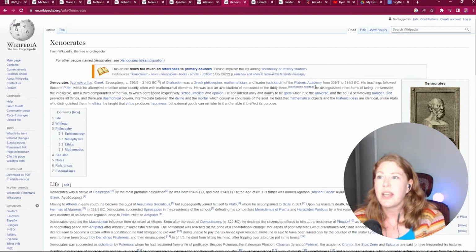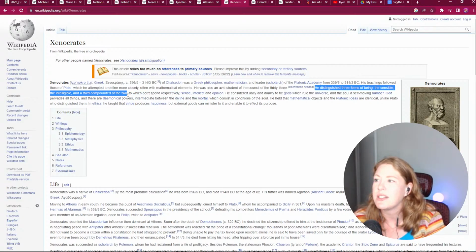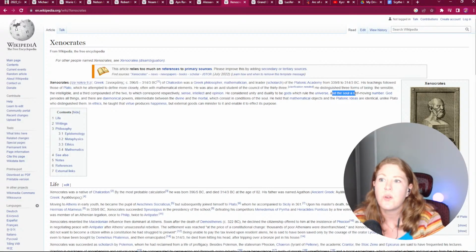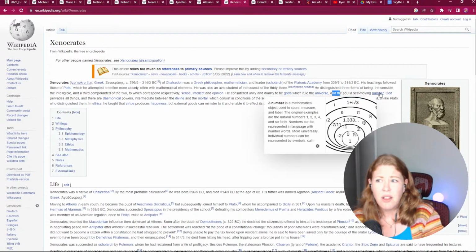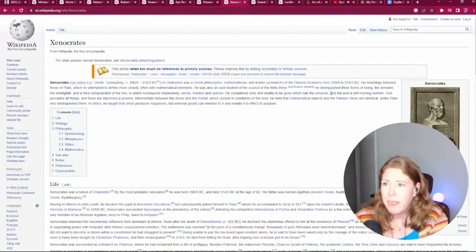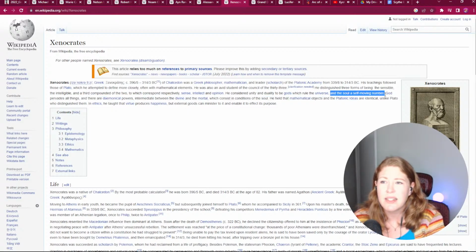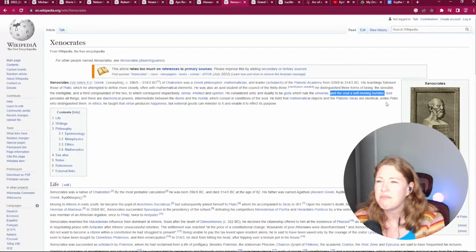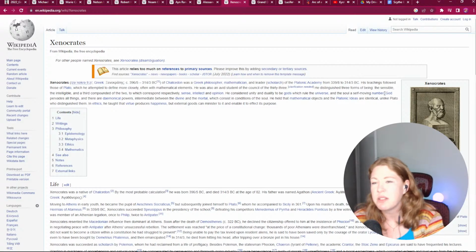33. That's the one. Okay, he distinguished three forms of being: the sensible, the intelligible, and the third compounded of the two, to which correspond respectively sense, intellect, and opinion. He considered unity and duality to be gods, which rule the universe, and the soul a self-moving number. A self-moving number. The soul is a self-moving number. Wow, that's pretty deep if you're a math person. I'm not, but I bet it would be if I was.